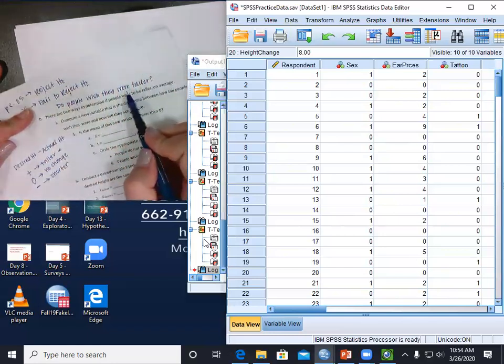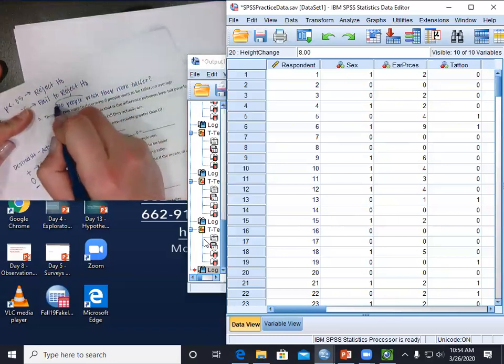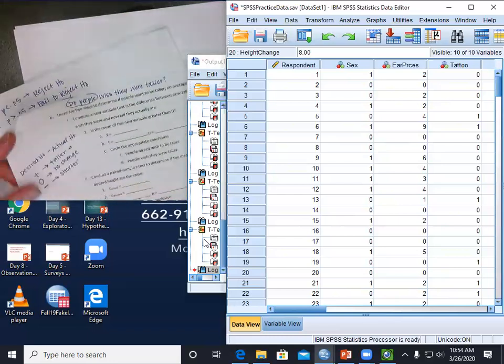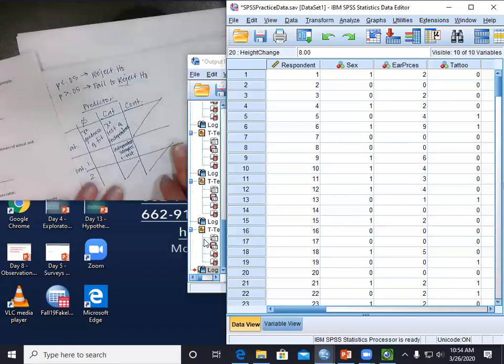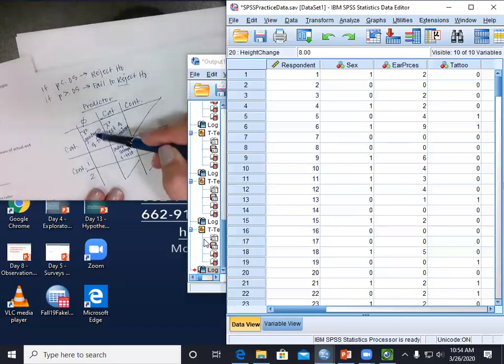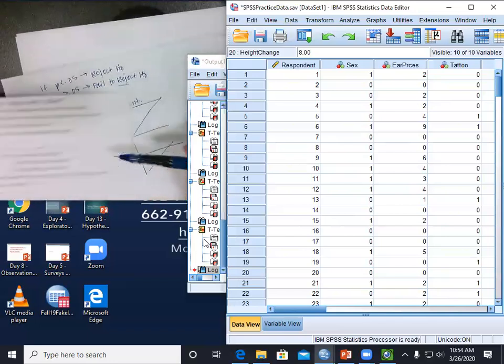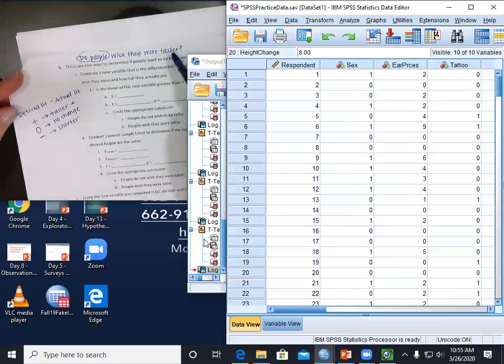Does this question ask us to divide our sample into groups? It does not. So we just have all the people, not groups of people, just all of them. So we have no predictor over here. So we have to do one of the 3 tests that are going to show up over here. And what is it about the people that we're interested in? What we're interested in is whether or not they want to be taller.